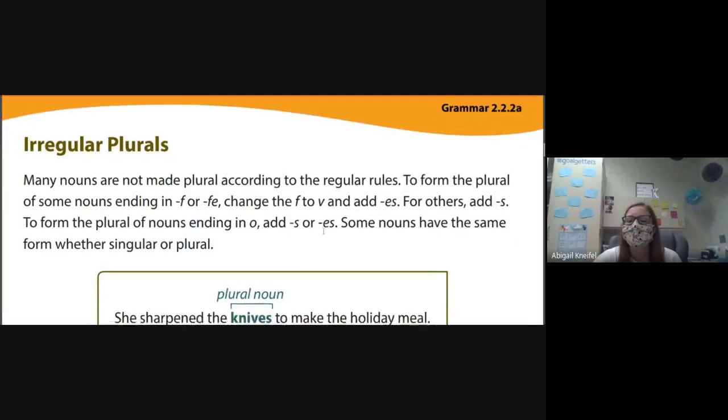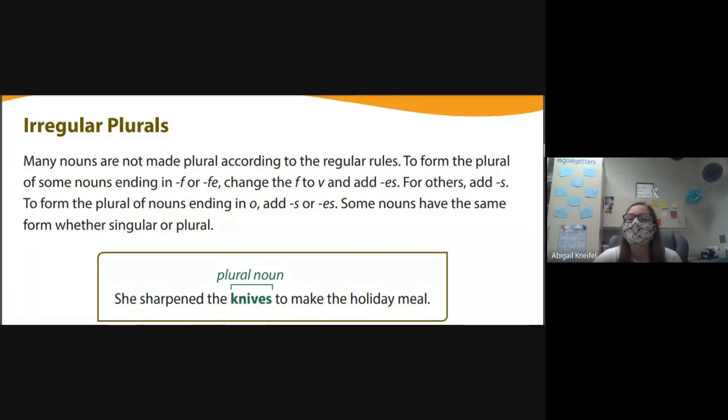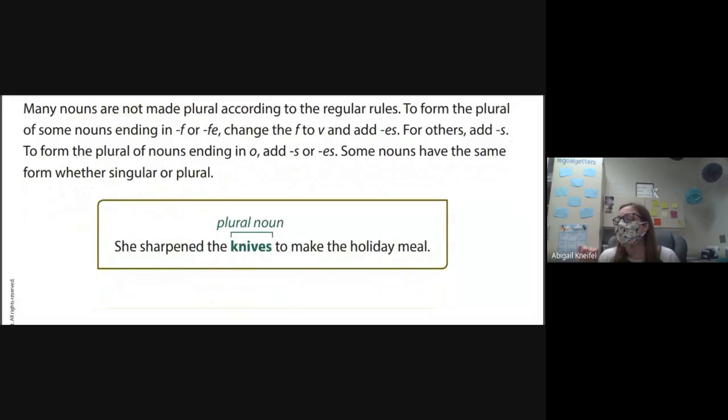And O, add S or ES. Some nouns have the same form, whether singular or plural. Like the word deer, D-E-E-R. That's a noun, a thing, an animal. That deer is always deer. It's not deers. Deer is plural when it's D-E-E-R, and it's singular when it's D-E-E-R. That's the only one I can think of at this moment.